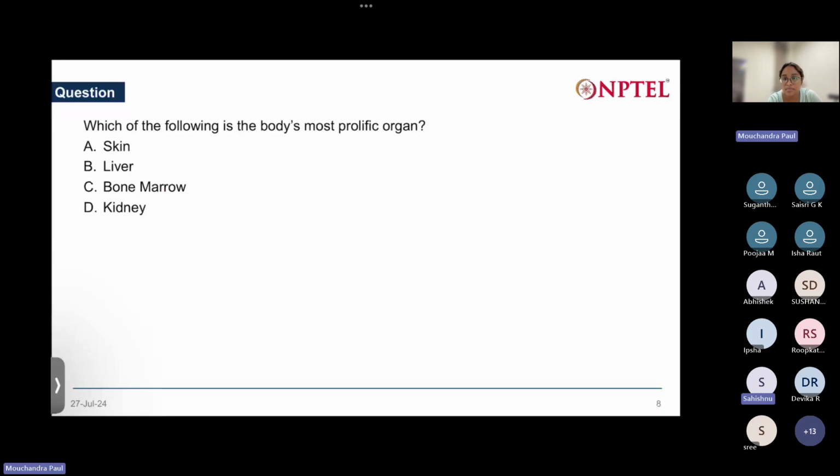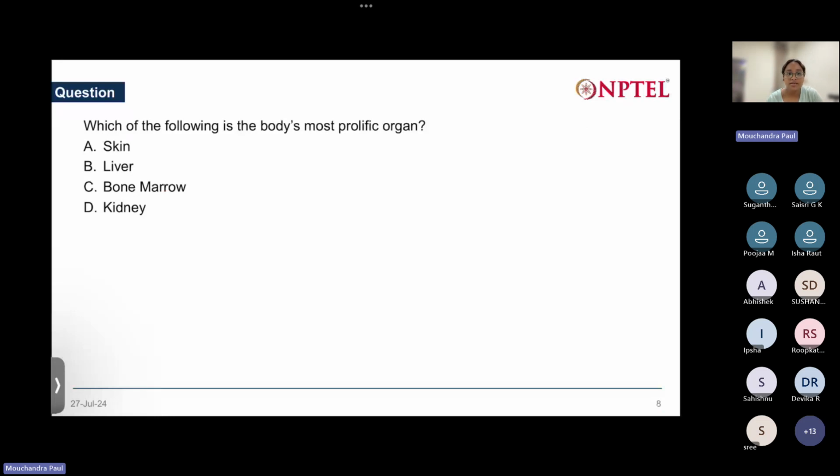Yes, someone has unmuted themselves. Madam, I think liver. Skin. Okay, liver. One is saying liver, another is saying skin. Okay, now you guys can mute yourself. I request you guys to please mute yourself if you are not going to say something. If you are going to say something, then only unmute yourself and speak.